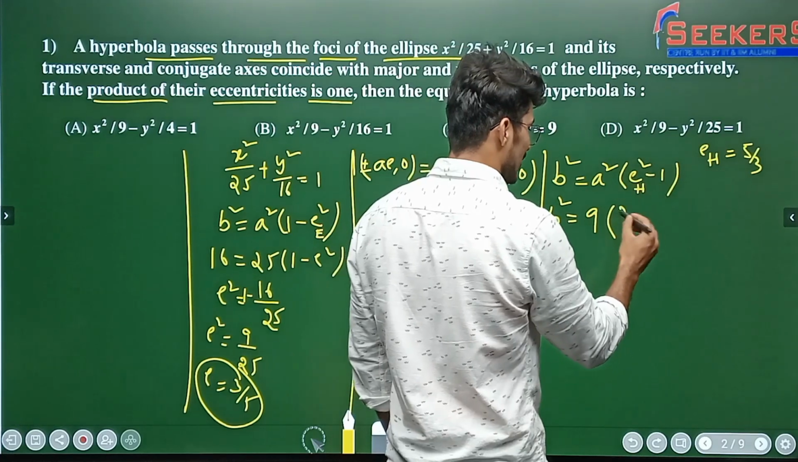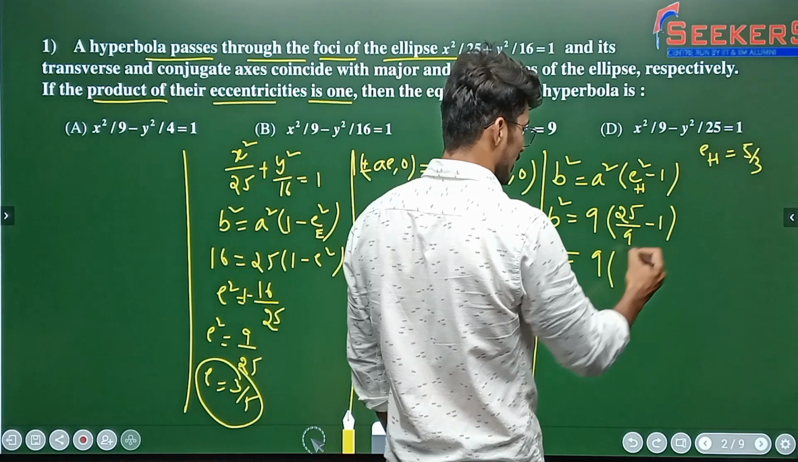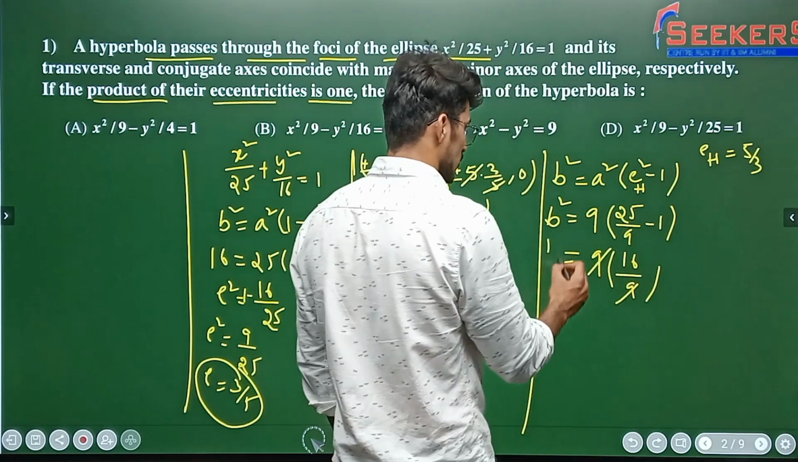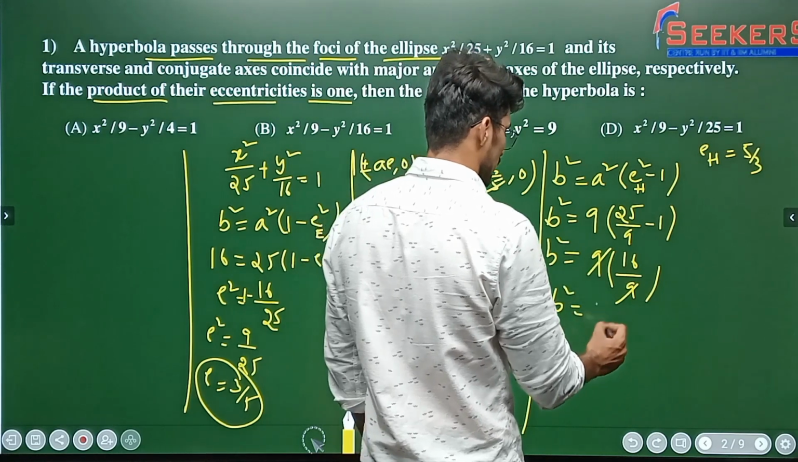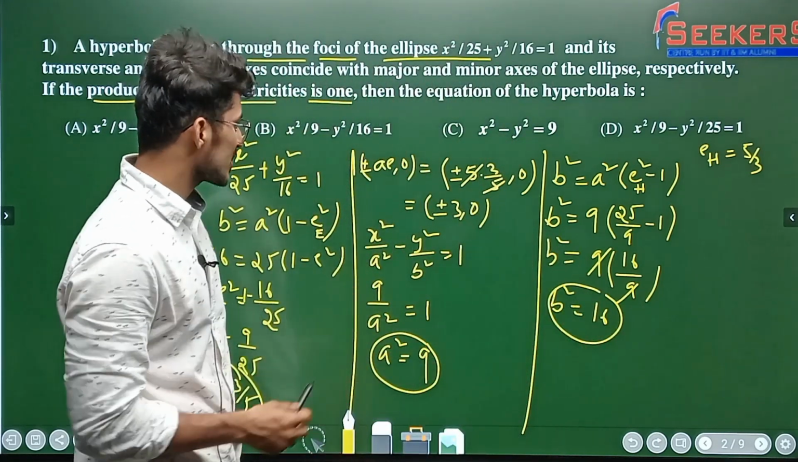So if I do the square of that, it is 25 by 9 minus 1. So b square is going to be what now? Tell me. So 16 by 9, the 9 will get cancelled. So b square is going to be 16. Alright, so what exactly is he asking here? He is asking us to find the equation of the hyperbola.